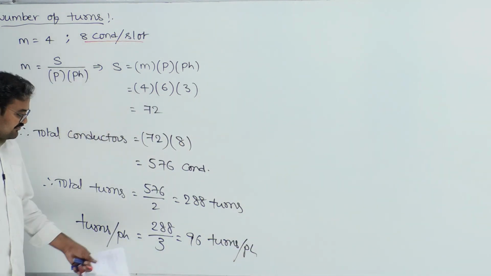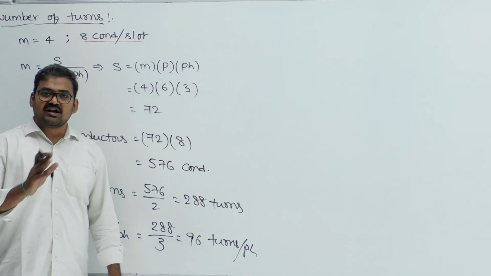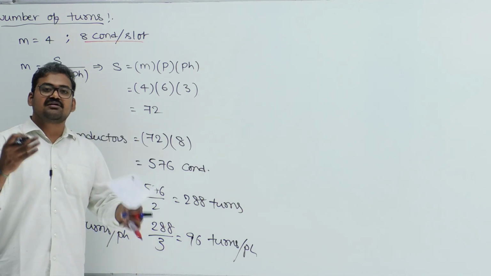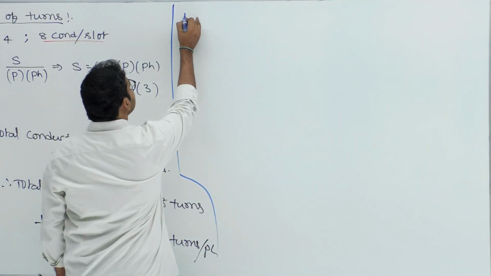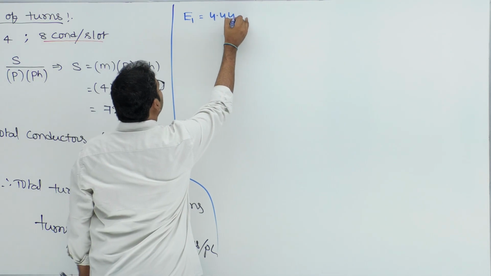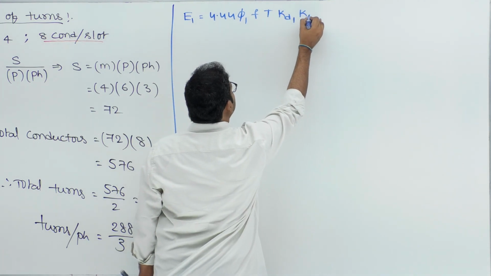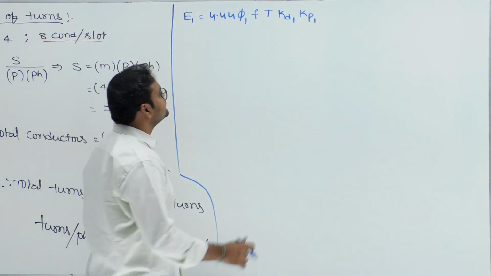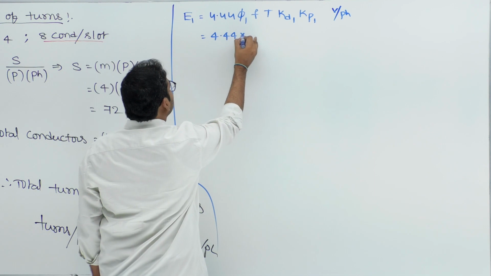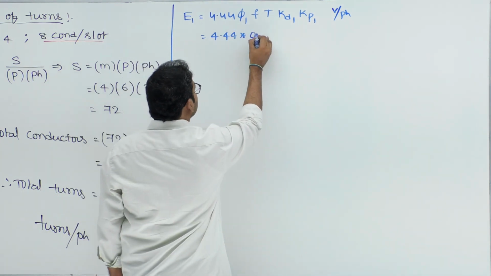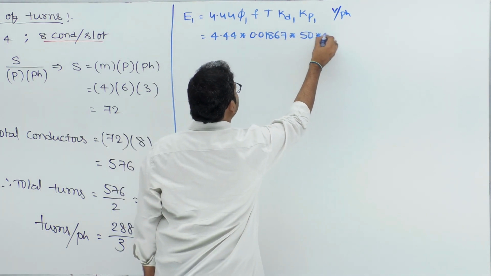That's all. So when you know the per phase number of turns, now we have all the data so that I can calculate fundamental EMF, fifth harmonic EMF, and then I can find out what the line voltage is. Let me try to calculate fundamental EMF first: 4.44 into fundamental flux, fundamental frequency, number of turns, fundamental distribution factor, fundamental pitch factor. All values are available with us. Voltage per phase, let me substitute: 4.44 into what is the fundamental flux we got? 0.01867. Fundamental frequency 50 Hz.